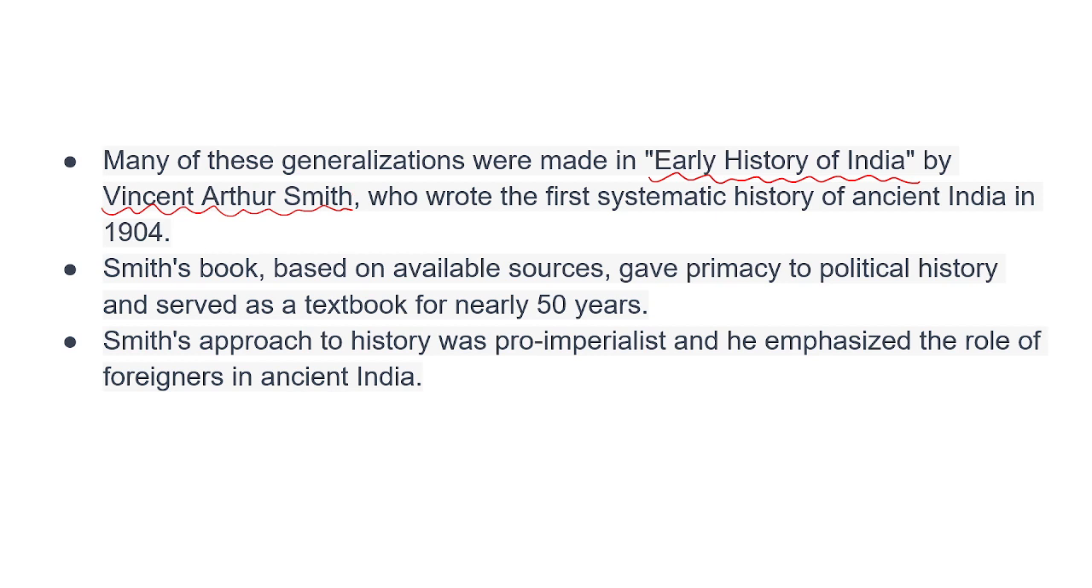So he wrote that Vincent Arthur Smith, he also wrote about India in the same way. He generalized it. So Smith's book was based on the available sources and it gave primacy to the political history and served as a textbook for nearly 50 years. 50 years तक यही चलता रहा उनका. And then we see that Smith's approach to history was pro-imperialist. Again, pro-imperialist, and he emphasized the role of foreigners in ancient India. Right?